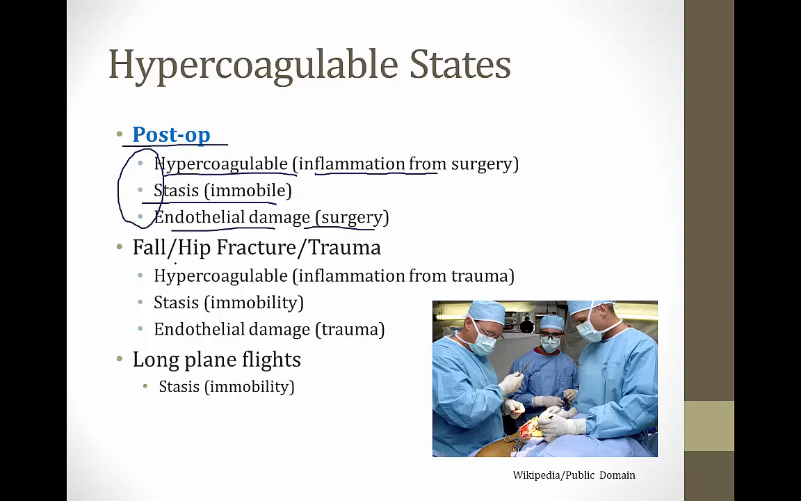Another common hypercoagulable state is trauma. For example, if a patient has had a fall or developed a hip fracture, they're hypercoagulable again from inflammation. Once again, they're usually immobile after a trauma, and that leads to stasis of blood, and there's endothelial damage from the trauma. Another common hypercoagulable state is a long plane flight. Patients are often advised to get up and walk around regularly on a long plane flight. The reason is if they sit for a long period of time, blood pools in their legs, and this can lead to deep vein thrombosis, and this is because the blood becomes static or they develop stasis of the lower extremities from being immobile on the long plane flight.